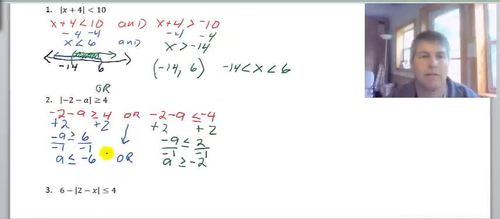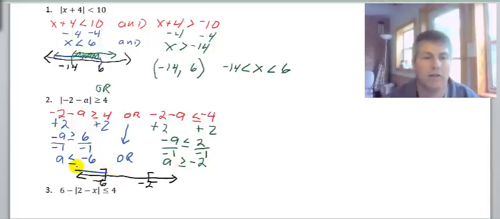I will graph my solution on the number line. Since they're both greater than or equal to, my critical points are negative 6 and negative 2. I'm going to include negative 6. I want values that are less than negative 6. I want values that are greater than negative 2. So values that are less than or equal to negative 6 go to the left. Values that are greater than or equal to negative 2 go to the right.